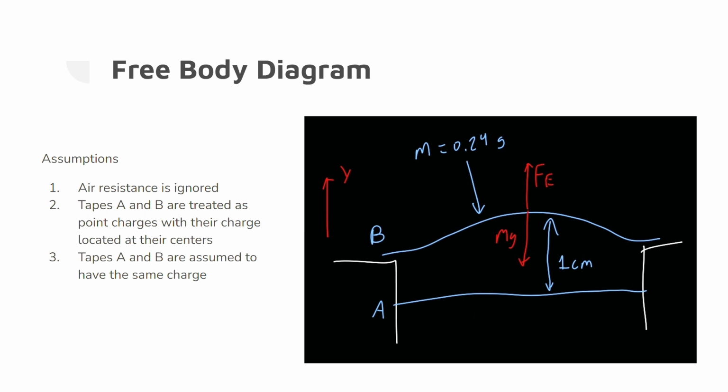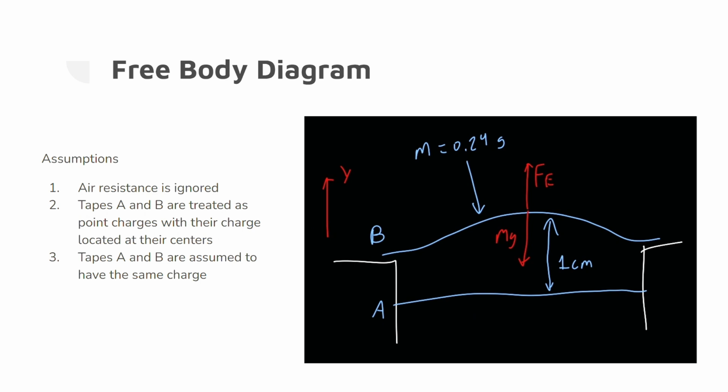There are a lot of assumptions that we're making in this model. First of all, air resistance is ignored. This is pretty reasonable because we're inside and there's not much wind or anything like that. Tapes A and B are treated as point charges with the charge located at the centers of them. This is also okay because in the far field, a collection of the same charge can be treated as a single point charge.